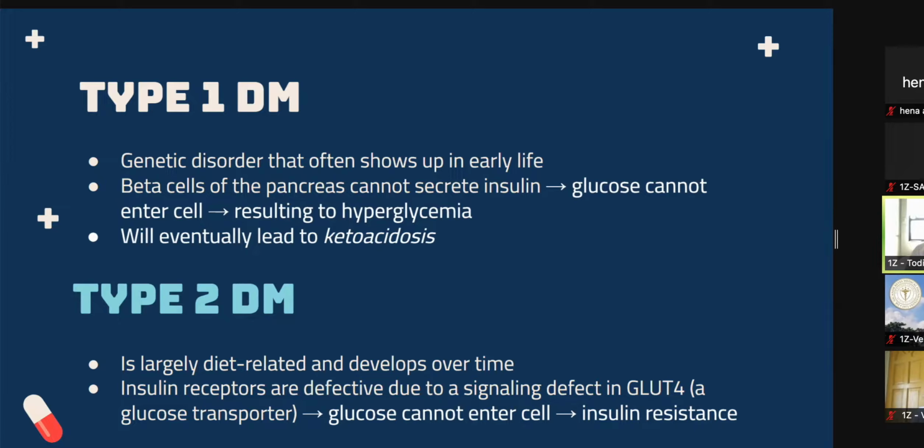While in type 2 naman, insulin receptors are defective due to a signaling defect in GLUT4, which is a type of glucose transporter. So kapag defective yung GLUT4 natin, glucose cannot enter the cell and magkakaroon tayo ng insulin resistance.